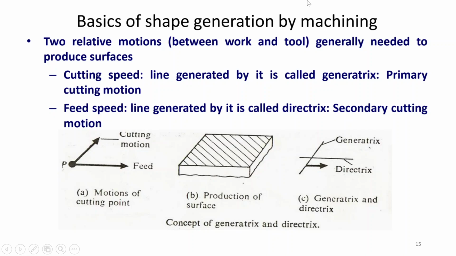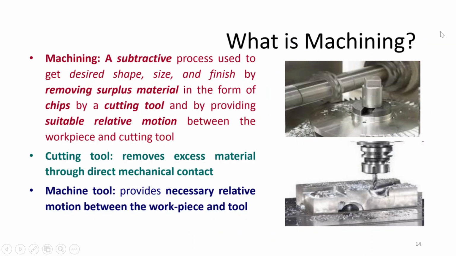Next is basics of shape generation by machining. So there are two relative motions that will be there. In case of drill bit also, you can see it will be rotating. That will be one of the motions, and there will be a feed, so there will be an up and down motion as well for the penetration of this drill bit inside this material. So there are two motions that are occurring.